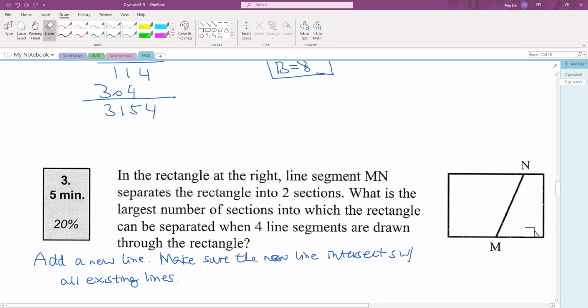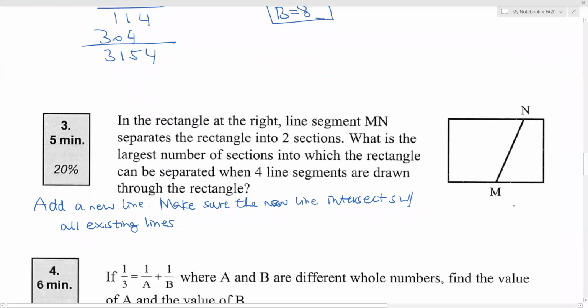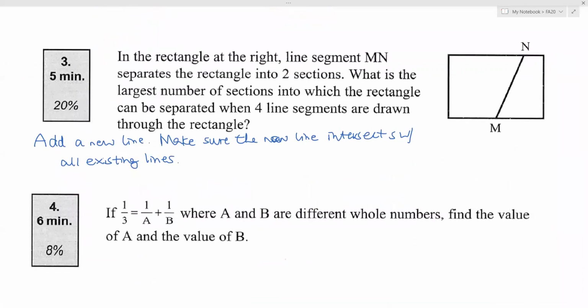So let me show you what we did here. I want to add the numbers after we have finished everything, otherwise it'll be too busy. So the first line here, I did that. So 4 segments. Now this third line, what I did was intersect with all of the 2. So this is my third line. Now my fourth line, I made sure that I intersect with all 3 lines here.